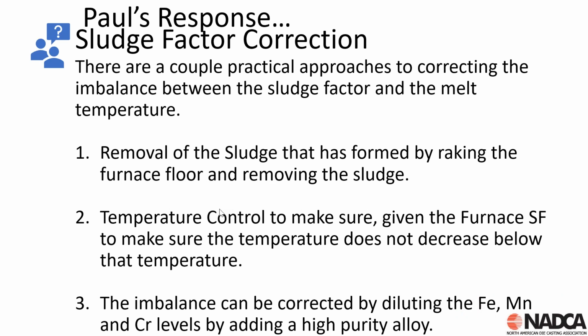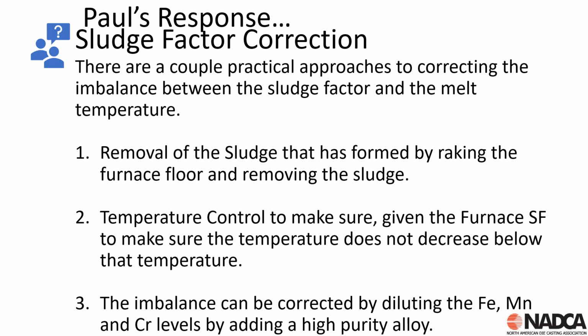So to answer the question, how can we practically deal with this? Well, we can remove sludge from our furnaces, and that's basically just dragging and raking the material out and getting it off the furnace floors. Remember, this material is going to sink. We want to maintain temperature control. When we check our metal on our spectrometers, most spectrometers are giving us a sludge factor. Based on our sludge factor, that Jorstad graph is going to tell us what temperatures we need to maintain at a minimum. If we drop below those temperatures, we're going to start to see sludge formation.